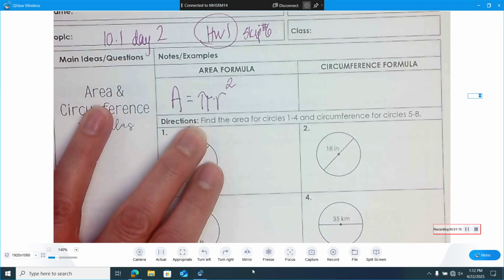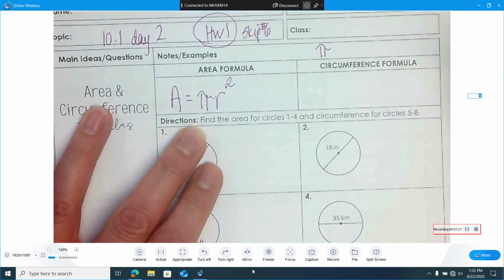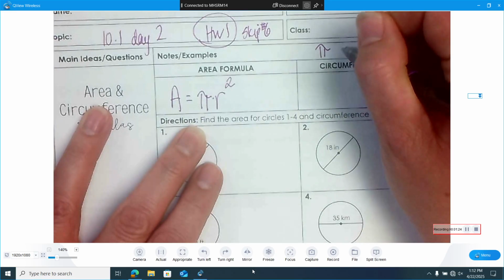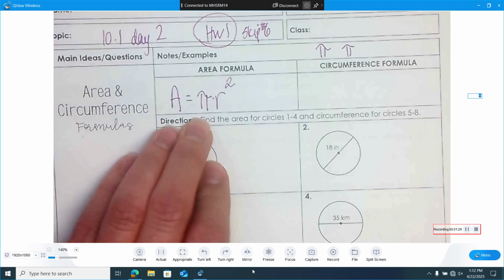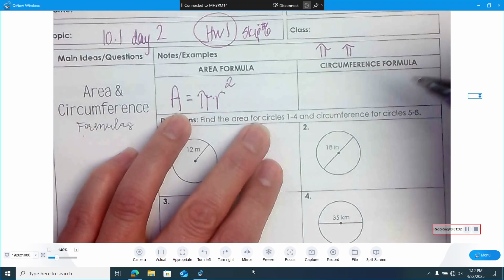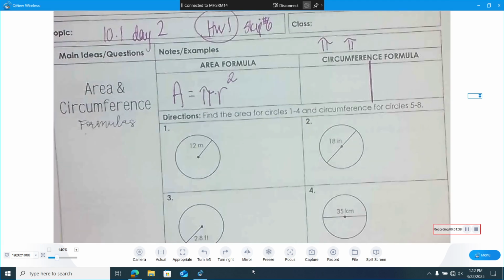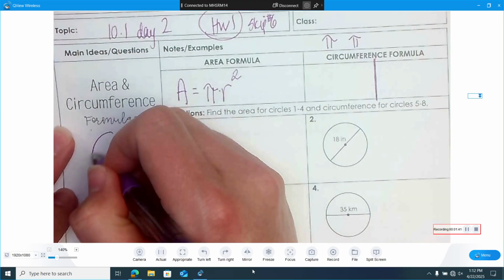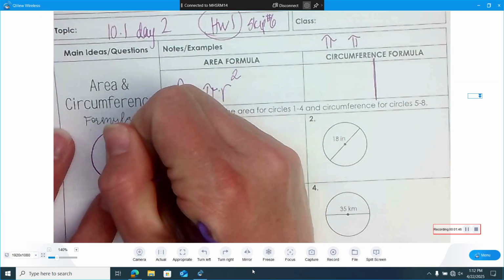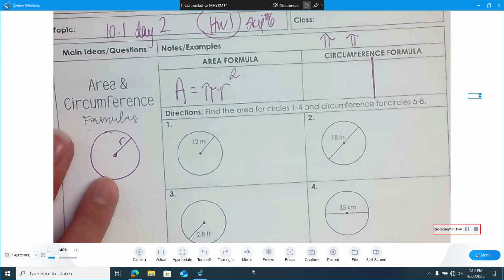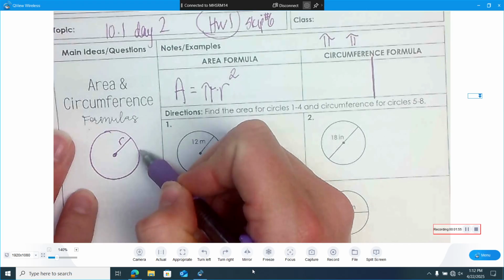So r is the radius. Pi is 2 lines with a squiggle on top. So pi times radius squared is the only formula we have for area, but we do have a formula for circumference. Here is a circle, and normally we have a radius, which goes from the center to the edge, so most of our stuff is the radius. Circumference is the distance all the way around the circle.